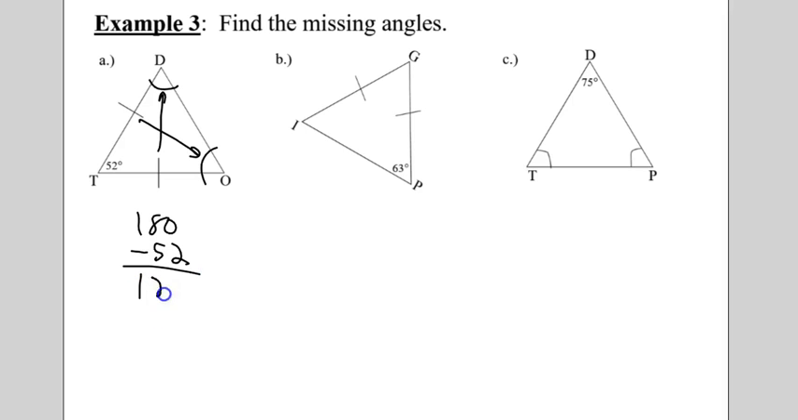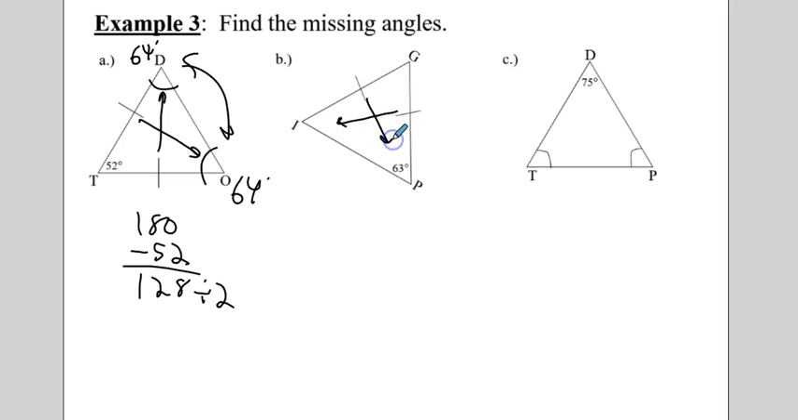And that's 128. Now, since these two are equal, I have to spend the same amount of money at both stores. So I'm just going to divide this by 2 and get 64 degrees. And here's the nice thing about that. I can take my calculator real quickly and add 64 plus 64 plus 52 and make sure that I get 180, which I do.